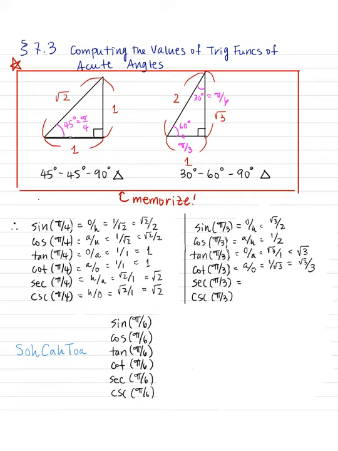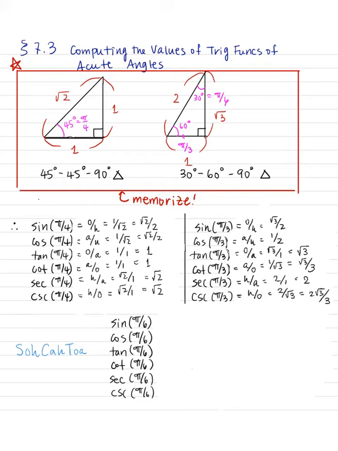Okay, secant. Secant is 1 over cosine. So here what we're going to get is hyp over adjacent. So what we get here, 2 over 1, which is going to be 2. Okay, cosecant, 1 over sine. So you're going to have hyp over opposite. So you're going to have 2 over square root of 3. Rationalize the denominator. We're going to have 2 root 3 over 3.